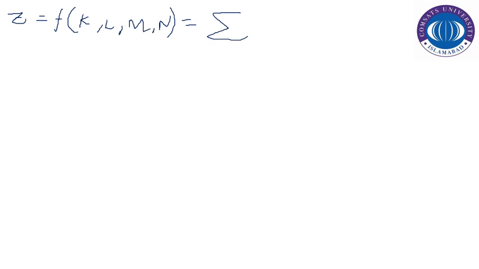In that particular case, for example, we've got a function z equals f of k, l, m, and n, and that function is equal to 1, 3, 4, 6, 7, 9, 11, and 12, for example.